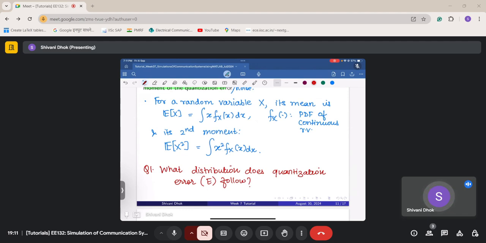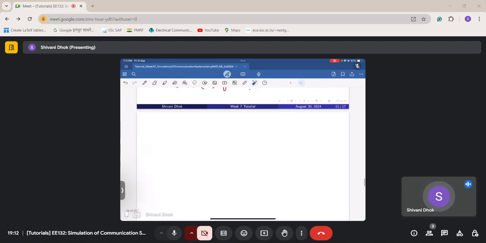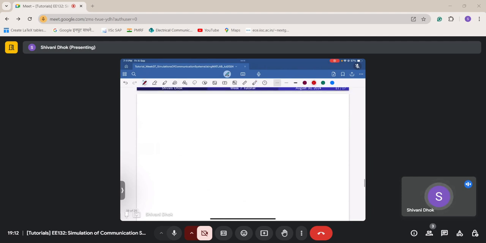So this is the first question that we should think about, because we want its PDF to figure out what its mean and second moment is. Okay. So this is the first question. To answer this, let us first try to understand what this particular quantization does.